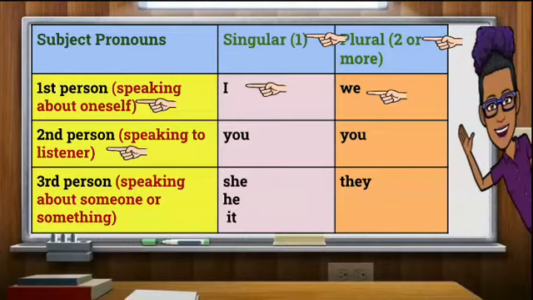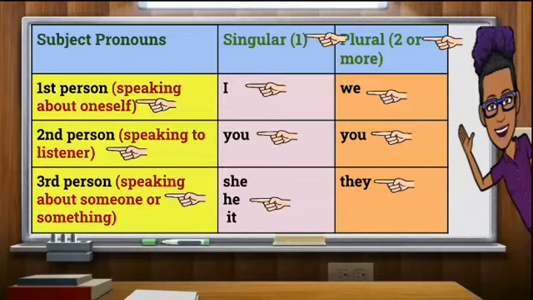Then we go to second person, speaking to someone who is listening. Singular we have you. And plural we also have you, meaning more than one person will be listening. Third person, we have speaking about someone or something. Singular, they would be referred to as she, he, or it. Plural, they would be referred to as they.